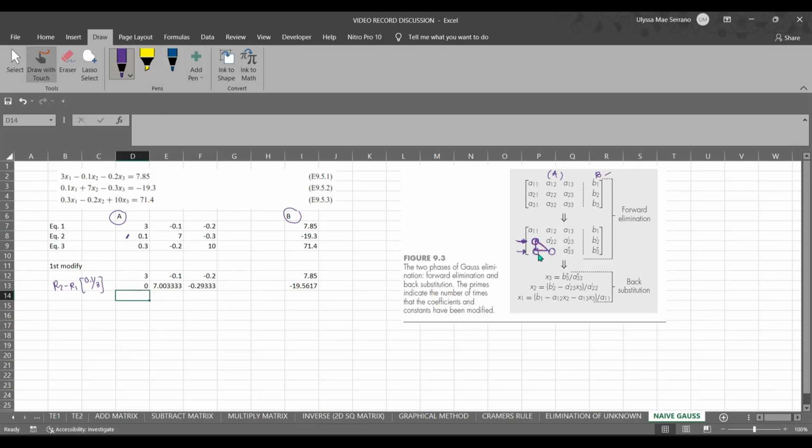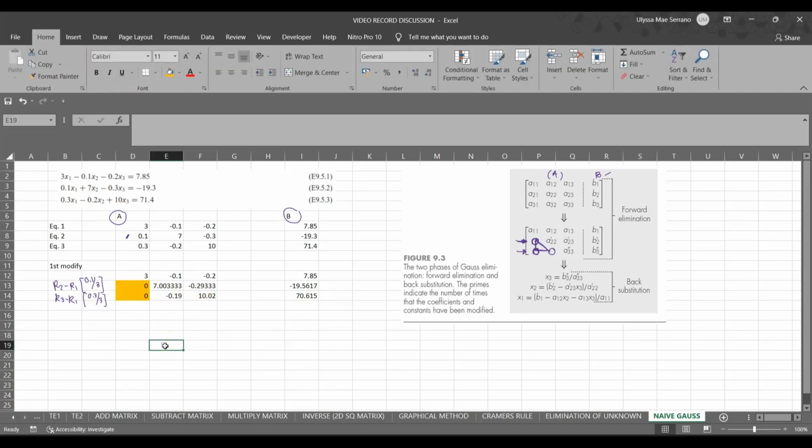First, we make two of them 0. So, we have here row 3 minus row 1, 0.3 divided by 3. We were able to modify and make these two as 0. Next is to make this one 0 also.